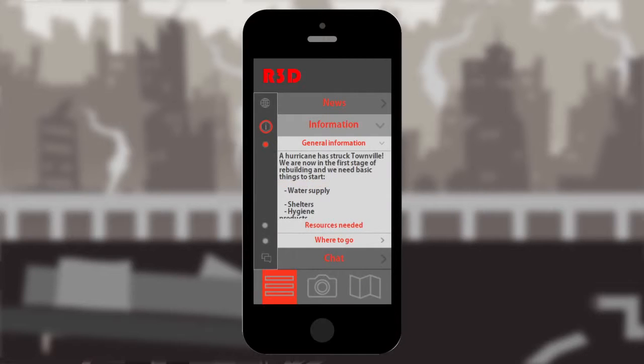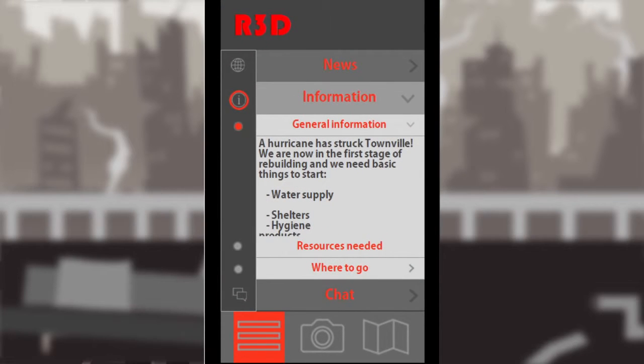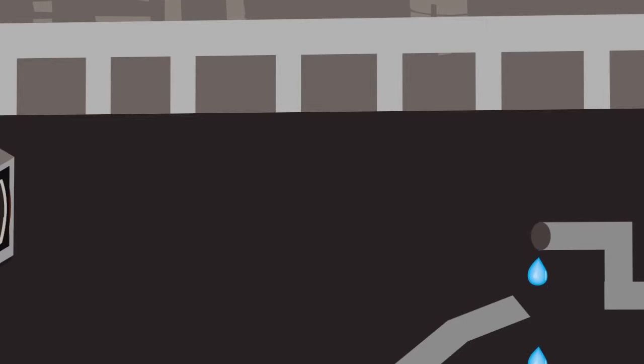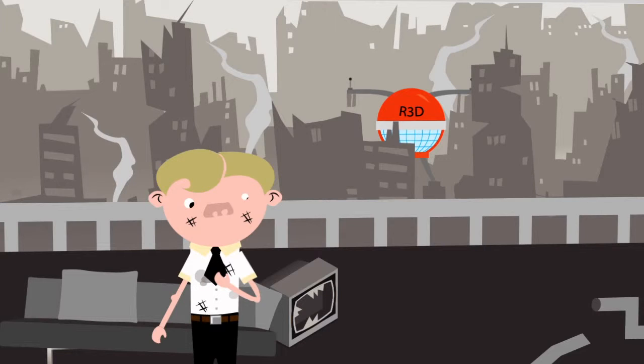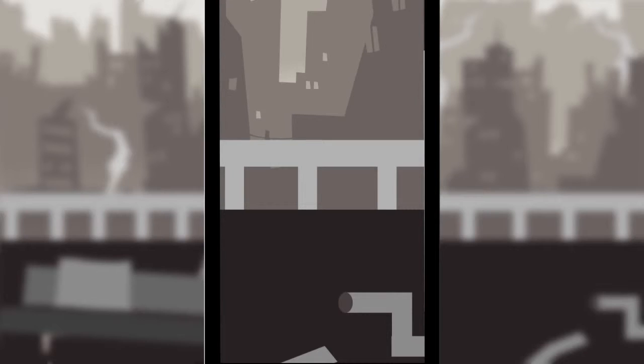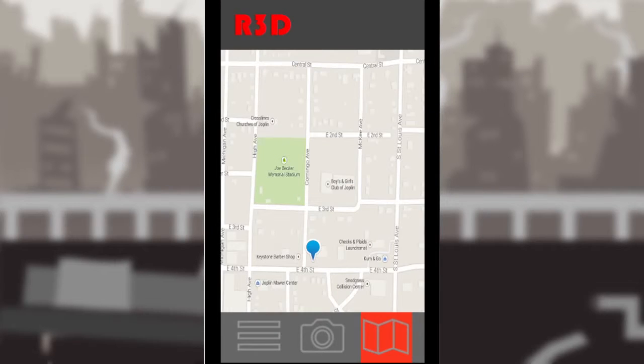You can start out by looking at the general information to see what's happening and what's needed. Oh, look, Jonathan. We need a basic water supply in this stage of the rebuilding. Isn't that a water supply right next to you? Use the camera in the application to take a picture of the resource. Now you can tag this picture so it easily can be analyzed later on.